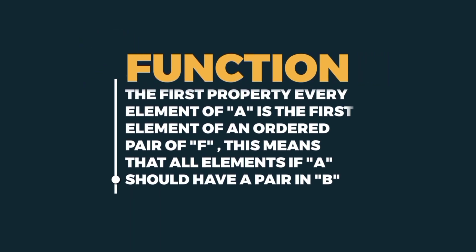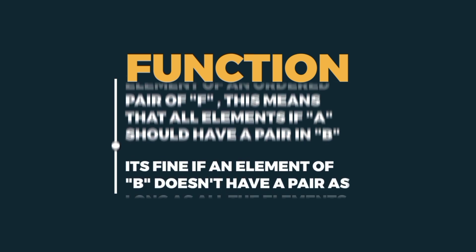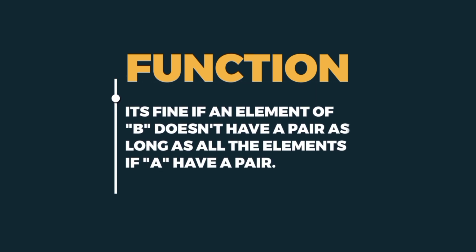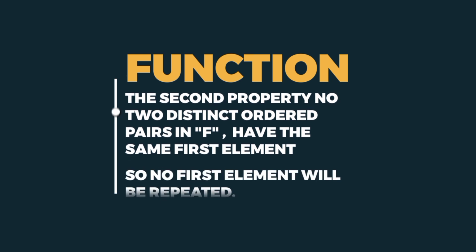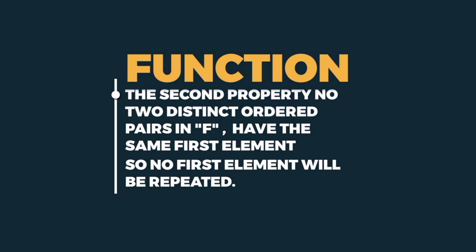The first property: every element of A is the first element of an ordered pair of F. This means that all elements of A should have a pair in B. It's fine if an element of B doesn't have a pair, as long as all the elements of A have a pair. The second property: no two distinct ordered pairs in F have the same first element. So, no first element will be repeated.